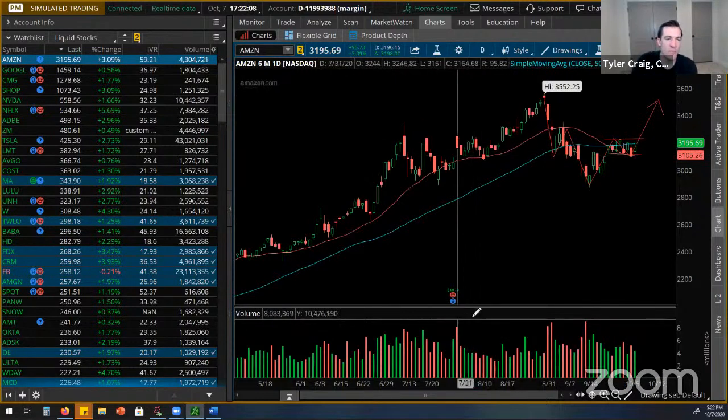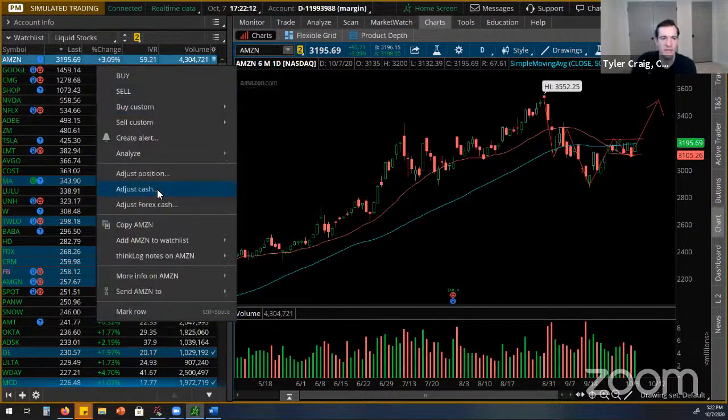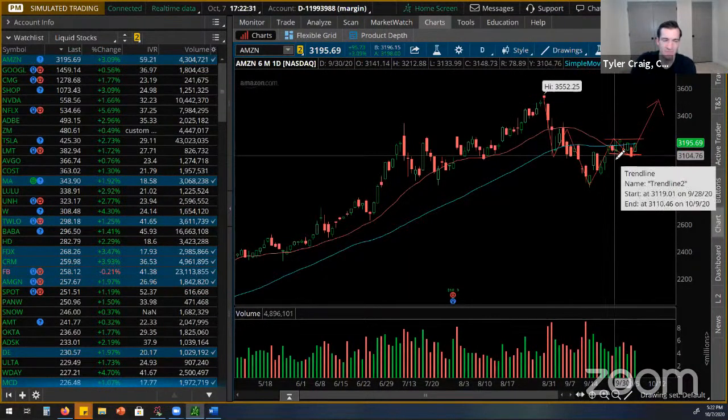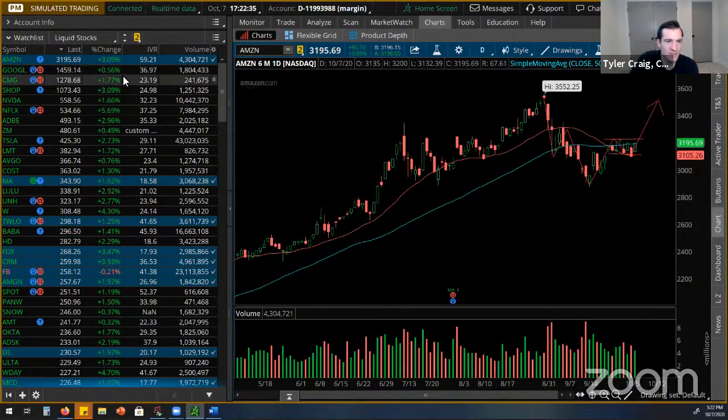How do I do that? Well, in Thinkorswim, you can right click on a ticker symbol and go down to mark row. Or you can just do control space bar. That's the shortcut. Mark row basically means it's going to highlight the row for you. Okay, Amazon's close. Let's keep an eye on that one. Is it the best setup I'm going to find? I don't know. It's the first one I looked at. We'll see.